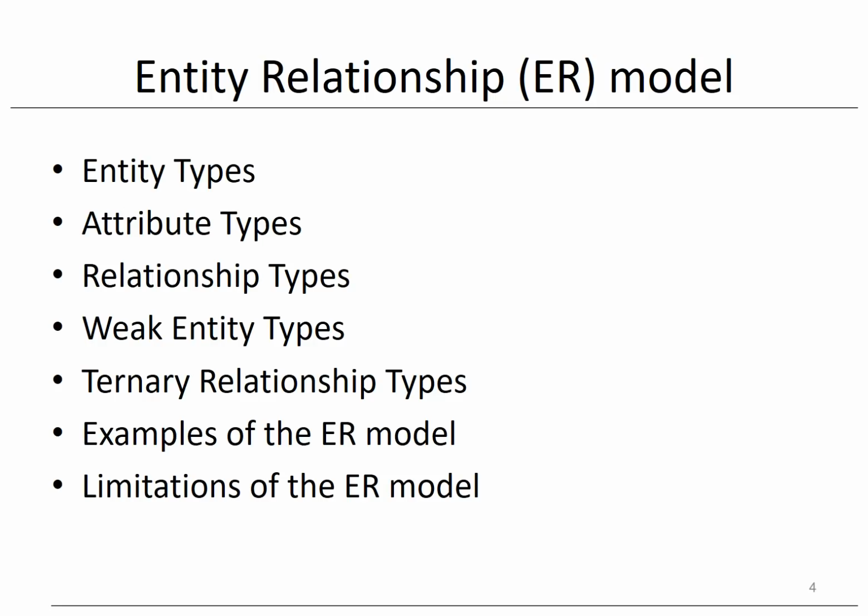The entity relationship, ER model, was introduced and formalized by Peter Chen in 1976. It is one of the most popular data models for conceptual data modeling. The ER model has an attractive and user-friendly graphical notation. Hence, it has the ideal properties to build a conceptual data model. We start by discussing the key building blocks of the ER model: entity types, attribute types, relationship types, weak entity types, and ternary relationship types. We conclude this section with examples and limitations of the ER model.